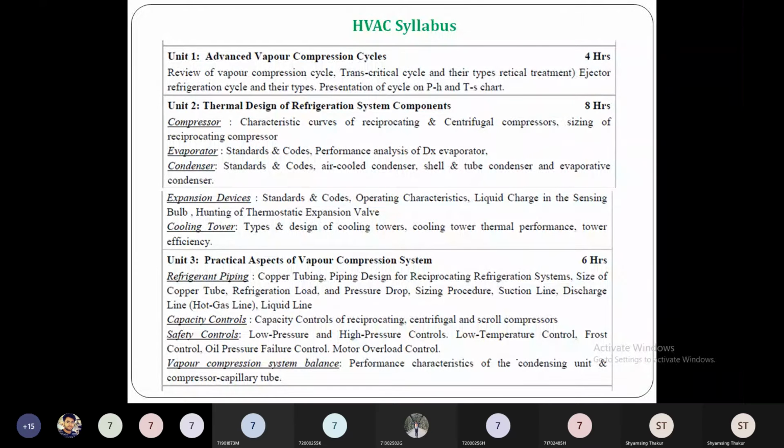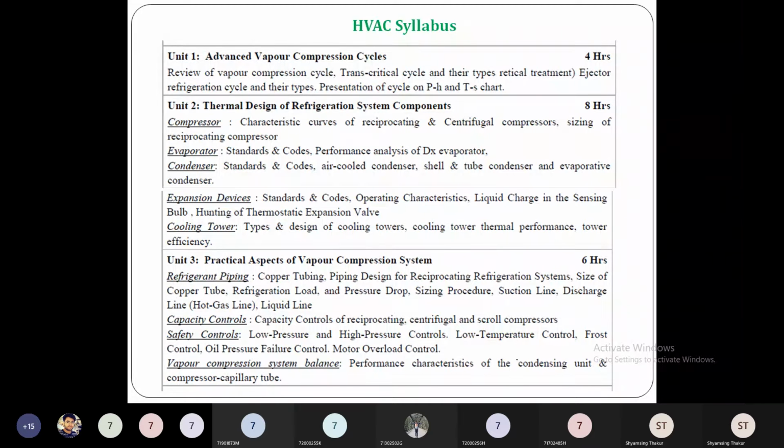Then we will go in depth for unit 3, 4, 5 and 6. It will take hardly 10 minutes, but it is required that you must be aware of your syllabus first. So unit 1 is advanced vapor compression cycles. Vapor compression cycles you already studied in refrigeration and air conditioning, thermodynamics and all.